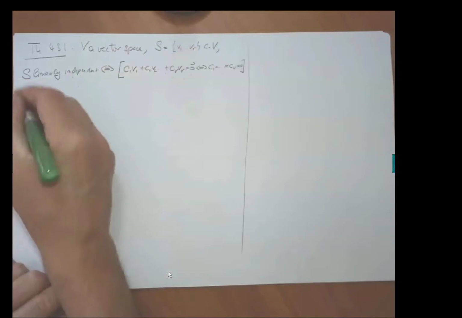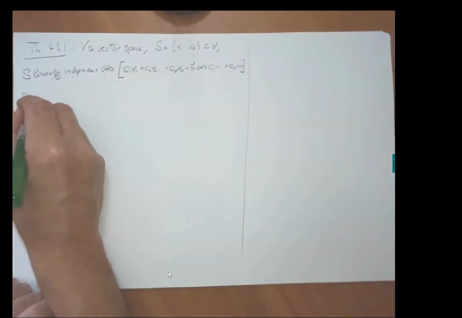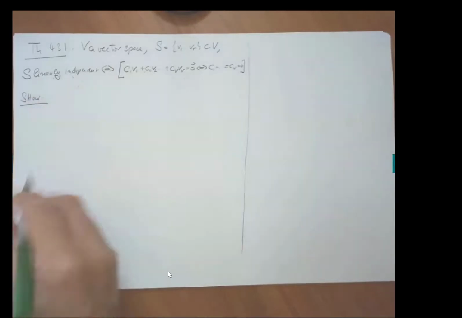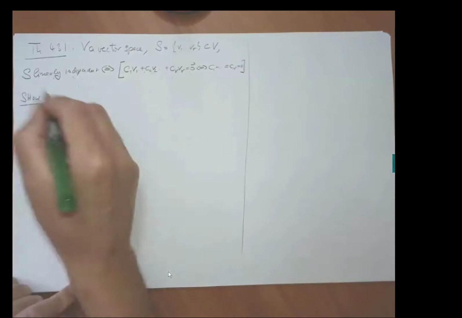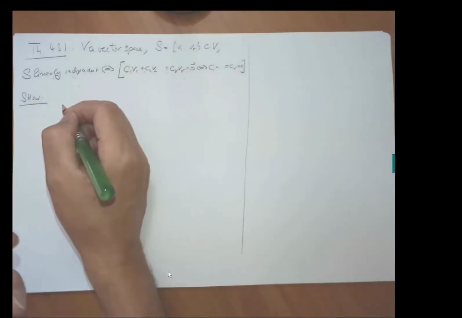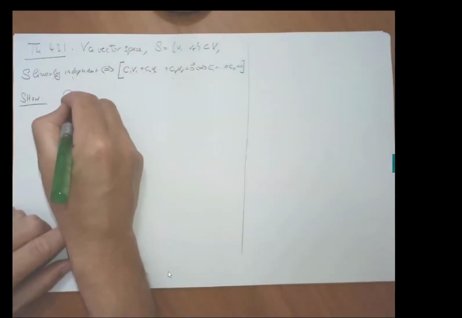Okay, so how do we show this equivalency? Turns out it's pretty straightforward once you think about it. So we have to show this implies this and this implies this. And what we do is we show it by contradiction. So we assume it's not true, and then we show, oh, that leads to a contradiction. So proof by contradiction.